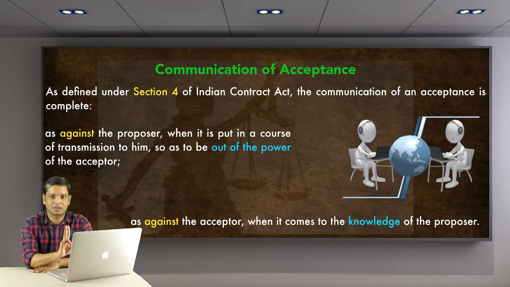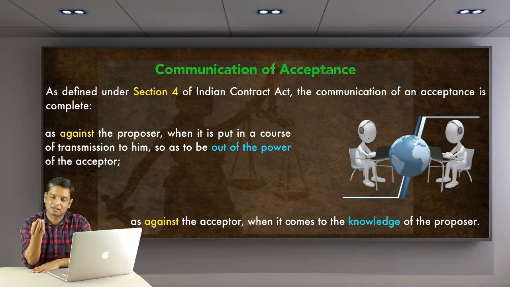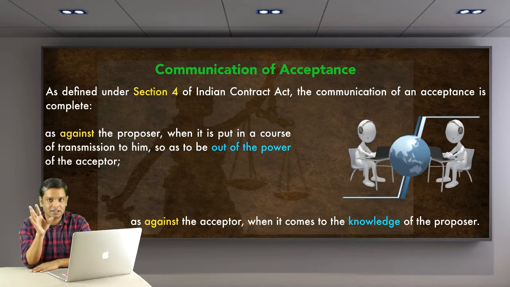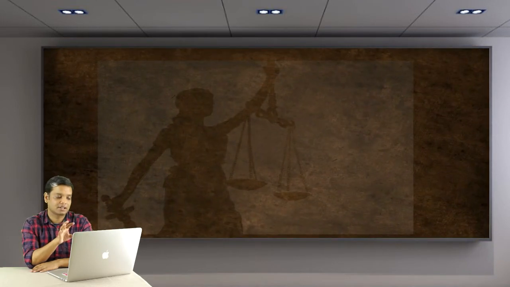So two terms and conditions here in order to understand the communication of acceptance. The first one is the moment you said it, it is done for the proposer side, whether he received it or not. But for you, it is done once it is delivered to that person, meaning the proposer. Then you cannot revoke. So this is the meaning. And while discussing the revoke, I will repeat this again. So don't worry and try to understand this.